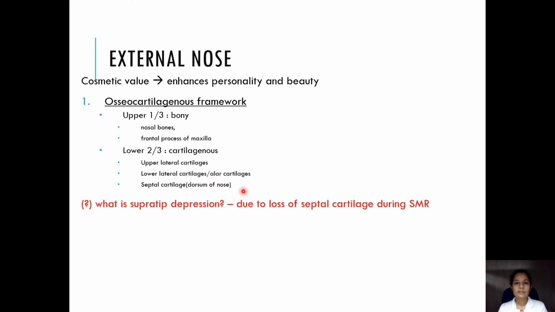Various surgical procedures to enhance the beauty of the nose are termed as rhinoplasty or septorhinoplasty. So when there is overcorrection or any traumatic event, it leads to the loss of the dorsum, that is the septal cartilage of the nose, and mostly it happens in submucous resection surgical procedure. This leads to supratip depression of the nose.